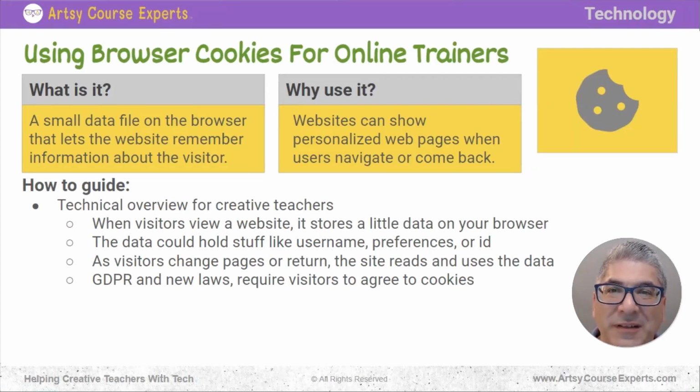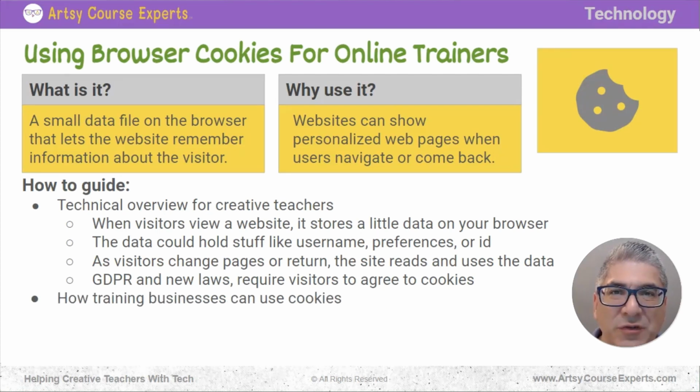And all of this is related to privacy, whether it's for children, adults, advertisers misusing, spam. So the GDPR and these new laws are really trying to help with privacy and personal information and giving users some power back so that their information is not misused. So how should training businesses use cookies?